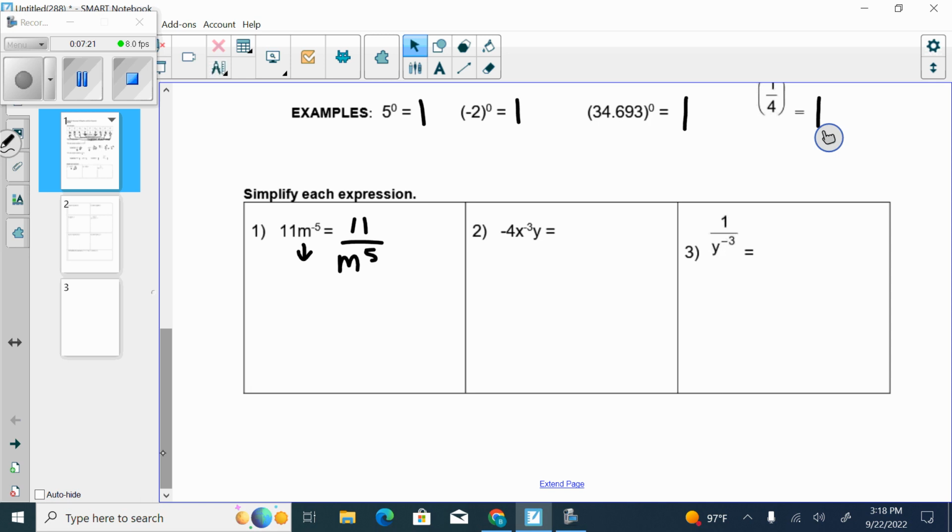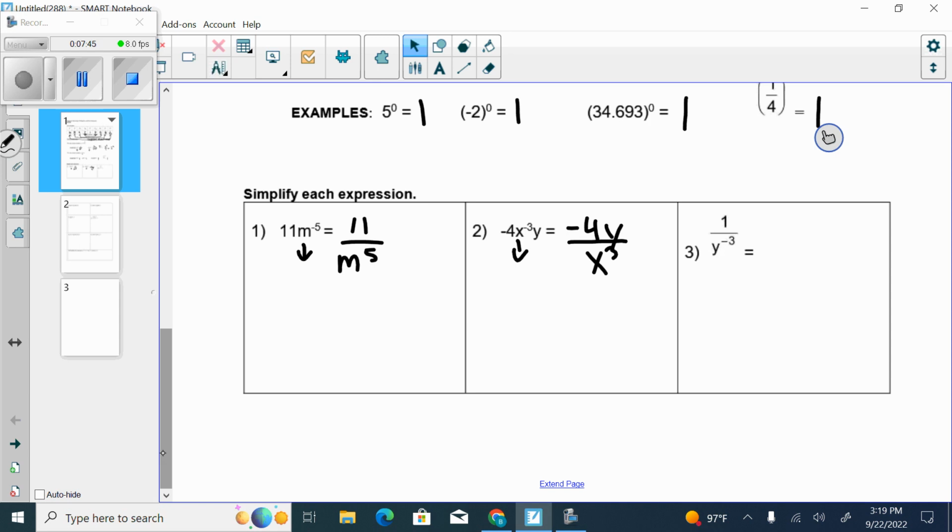On example 2, is there anything wrong with the negative 4? No, so I'm going to leave it alone. What about that x to the negative 3? How do I fix it? Right, I'm just going to move it down. So now x to the third is in the bottom. Is there anything wrong with the y? So I'm just going to leave it exactly where it is.